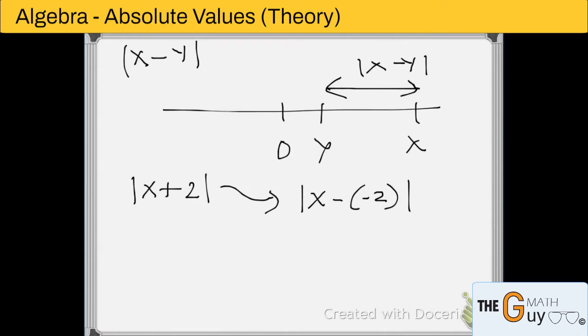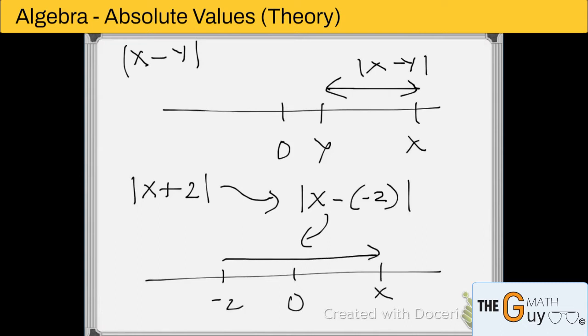So if you plot this on the number line, it can look something like this. 0 is here, negative 2 is here, and x is here. x minus negative 2, this is your distance, the absolute value of x minus negative 2, or absolute value of x plus 2, would be this fantastic diagram right here. So in other words, you can actually use absolute values in a lot of problems.